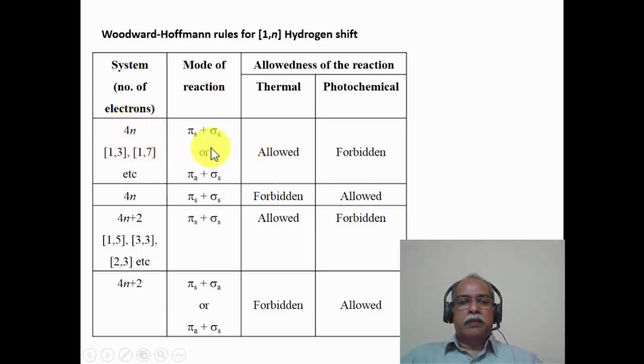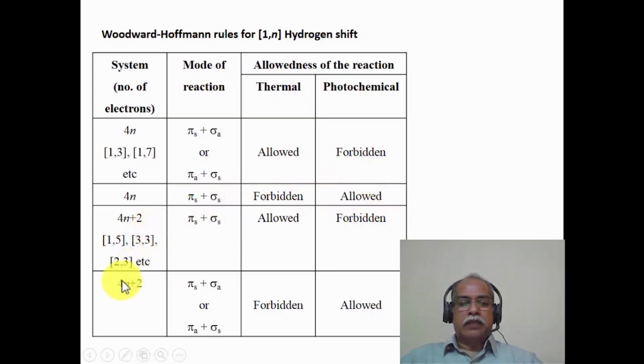In the 4n system, under thermal conditions, at least one of the components has to be an antarafacial component for it to be thermally allowed. If both of them are suprafacial, then it is a forbidden process under the thermal condition. Under photochemical condition, the complementary nature of the Woodward-Hoffmann rule is reflected here. When one of the components is an antarafacial component, it is forbidden. When both the components are suprafacial, then it is an allowed process.